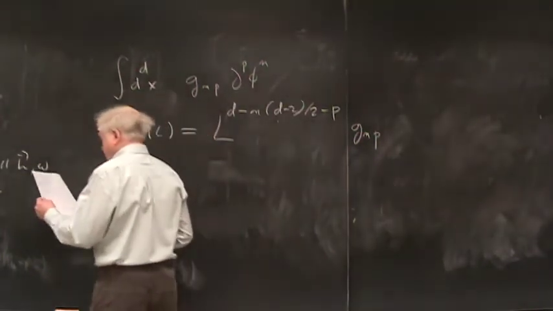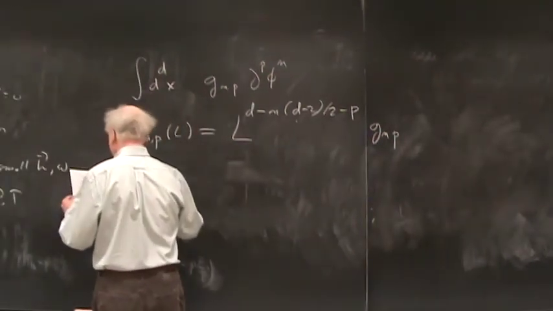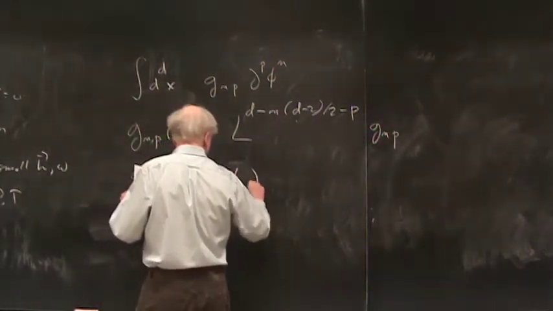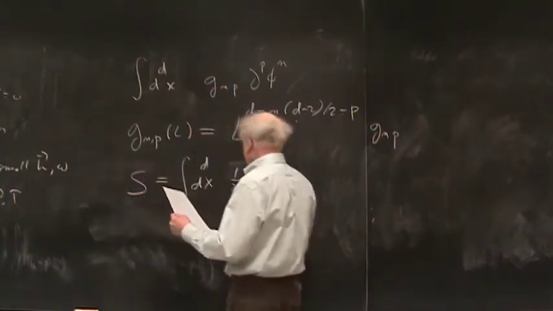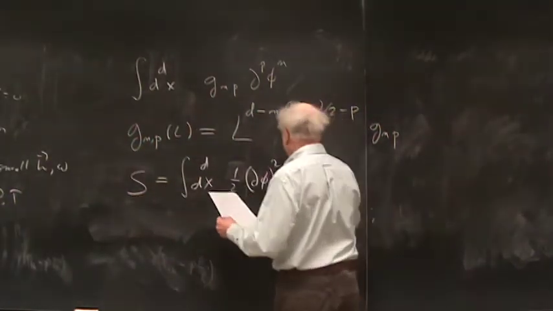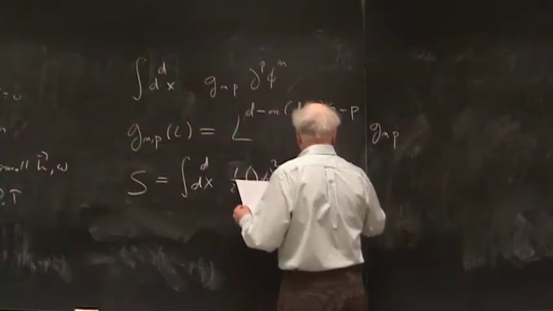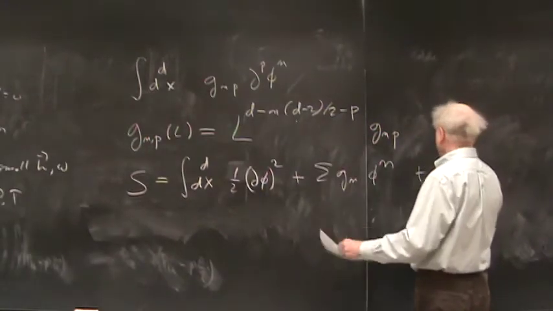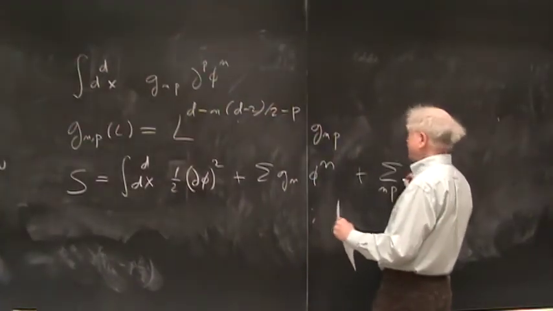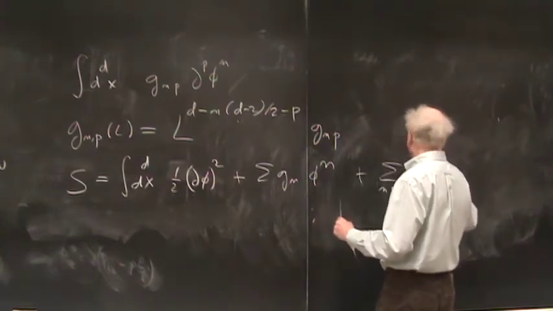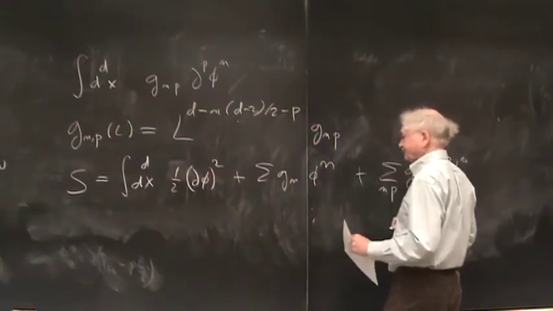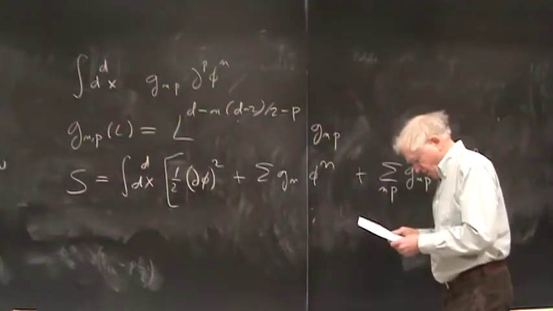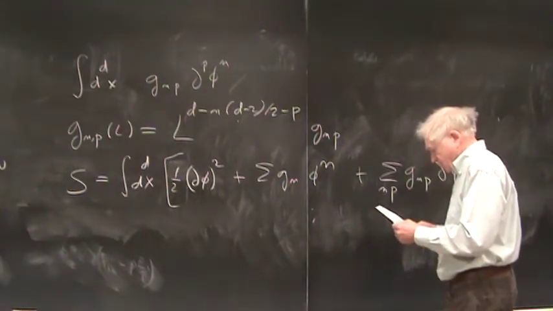Okay, so what's the idea? The idea is we have an action, the integral d^dx of a kinetic term, some g_n phi^n, and we might as well, since we're doing this a new way, sum over n and p of g_np d^p phi^n. Okay, all right, now, what do we want to do?